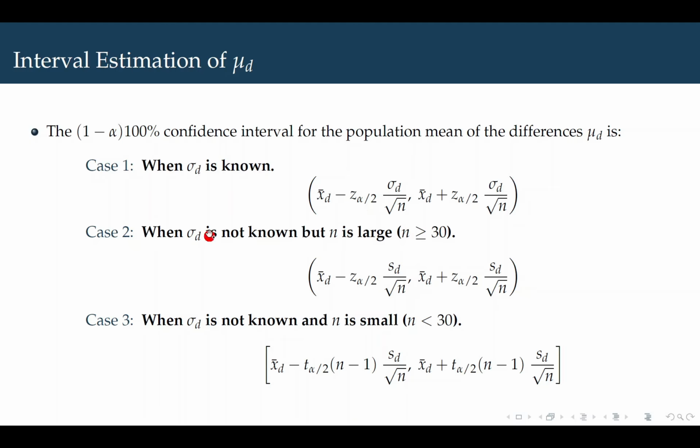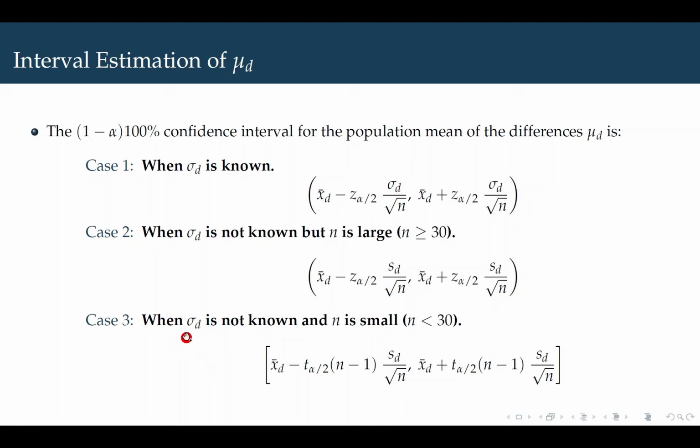And again, if the population variance or population standard deviation of the differences is not known, but if we know that n is sufficiently large, specifically if it is greater than or equal to 30, then again the critical value is based on the standard normal distribution. But here, since the population standard deviation of the difference is not known, we use the sample standard deviation of the differences. Therefore, the difference between this one and this one is, here we use the sample standard deviation of the differences, and here we use that of the population standard deviation of the differences.